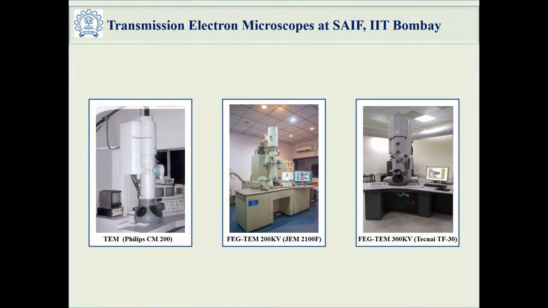Today, we are going to highlight the 3 transmission electron microscopes. One of them is a conventional TEM and the other 2 are field emission gun-based instruments with different analytical capabilities. The 200 kV FEG-TEM has an EDS attachment and can be operated at 120 kilovolts as well for soft samples. The 300 kV FEG-TEM has EDS and an electron energy loss spectrometer with it. All are in-house at SAF CR&TS.